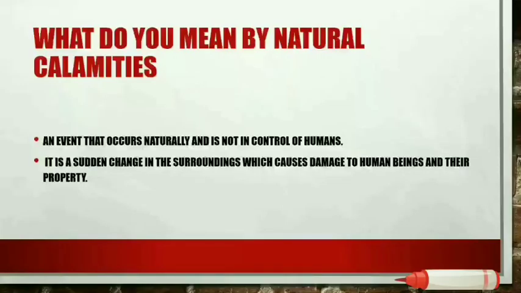Now, what do you mean by natural calamities? An event that occurs naturally and is not in control of humans is known as a natural calamity. It is a sudden change in the surroundings which causes damage to human beings and their property. So that kind of event which can hamper our daily life is known as a natural calamity.